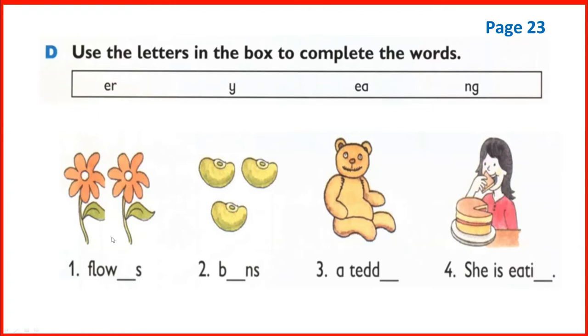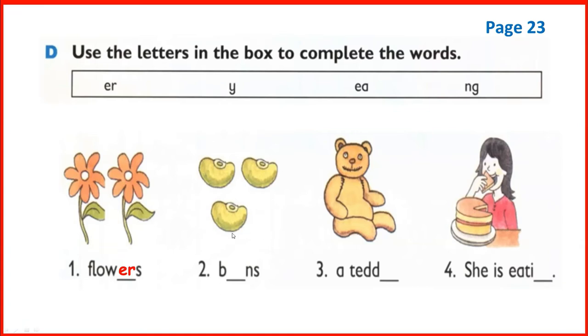Yes, first recognize the pictures. What are these? They are flowers. What are these? They are beans. And what is this? It is a teddy. And what is she doing? She is eating. And you know what is the spelling of flowers? Flowers. And where is ER? Yes, this is ER. You have to write ER here. Okay, like this.